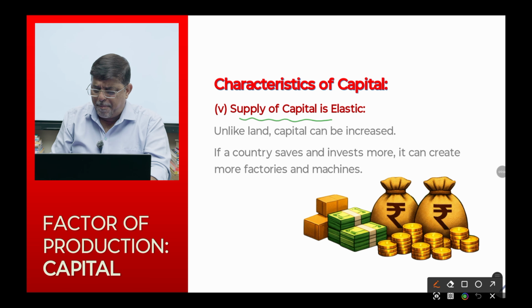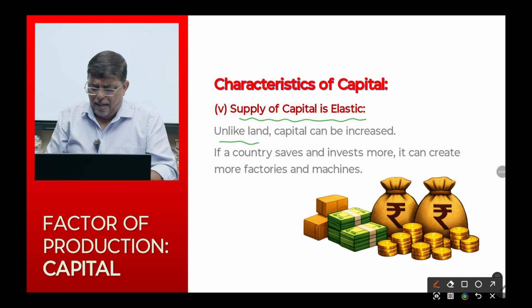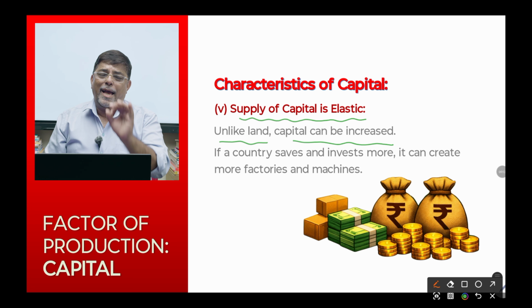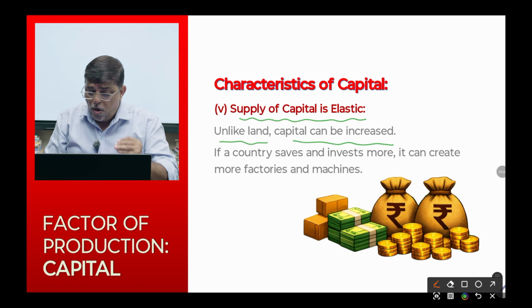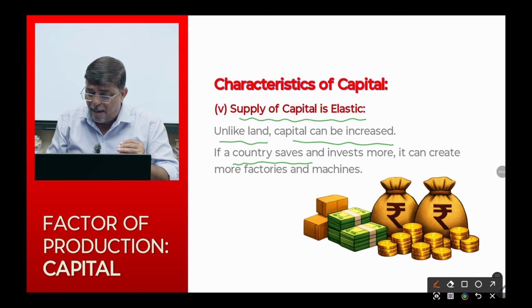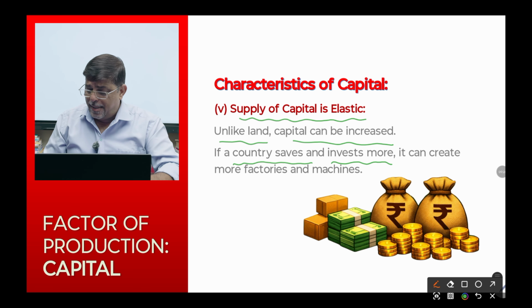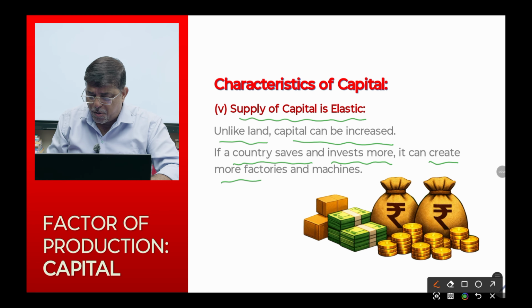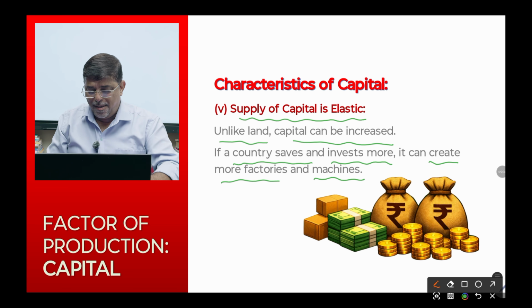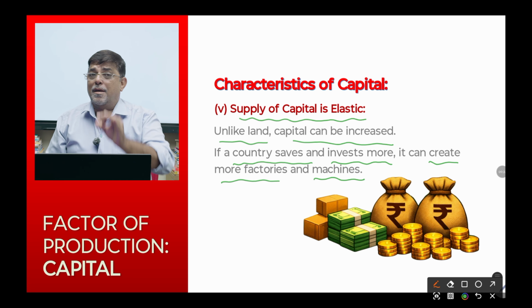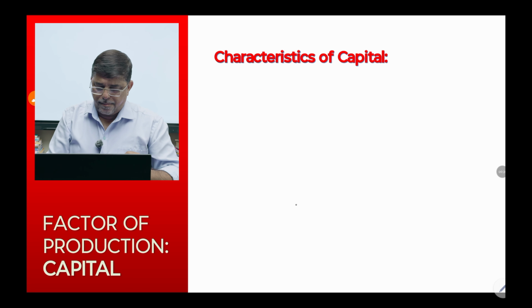Supply of capital is elastic. Unlike land, my dear students, capital can be increased as and when it is needed the most. And this comes about only if the country saves and invests more. Only then can it create more factories and machines. So the supply of capital is elastic.